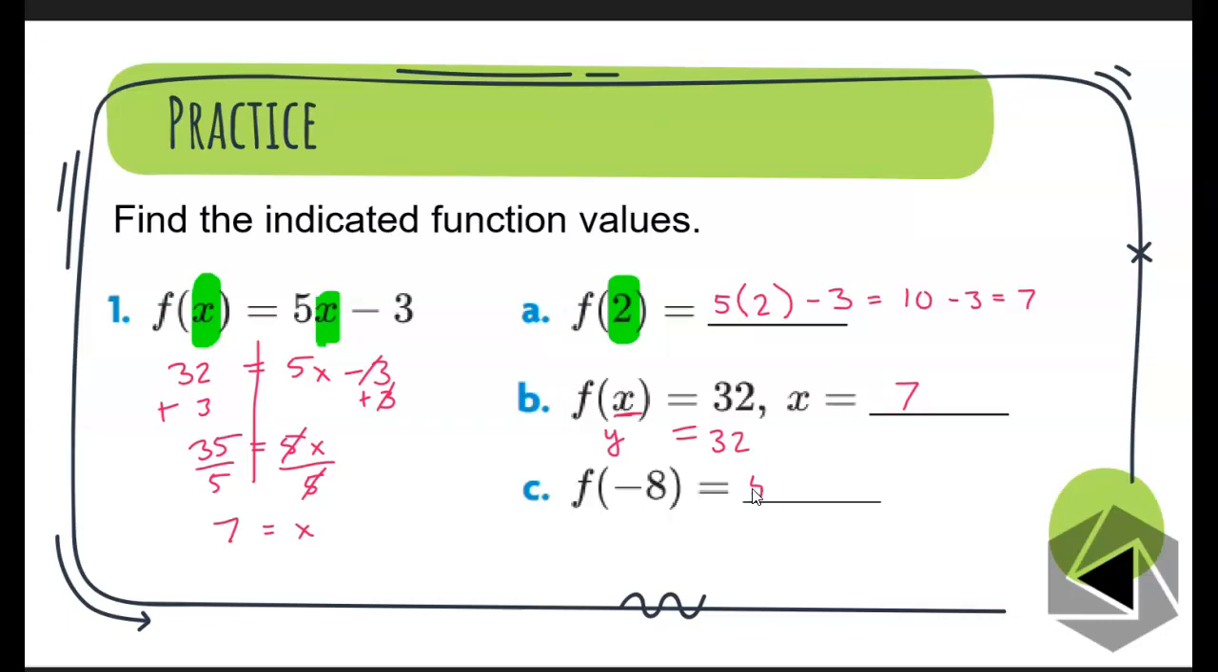We're going to have 5, leave a space for x, minus 3. I'm putting negative 8 in for x. So 5 times negative 8 minus 3. 5 times negative 8 is negative 40. And negative 40 minus 3 is negative 43 is our answer here.